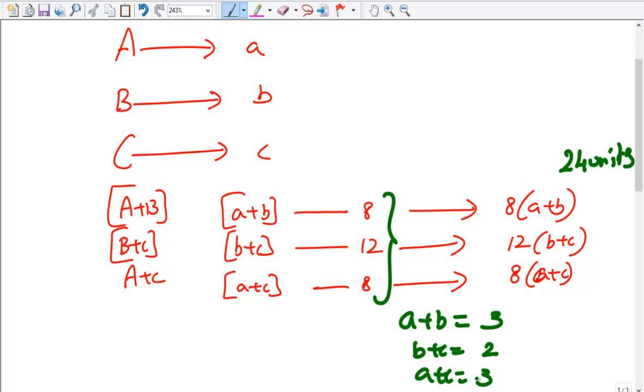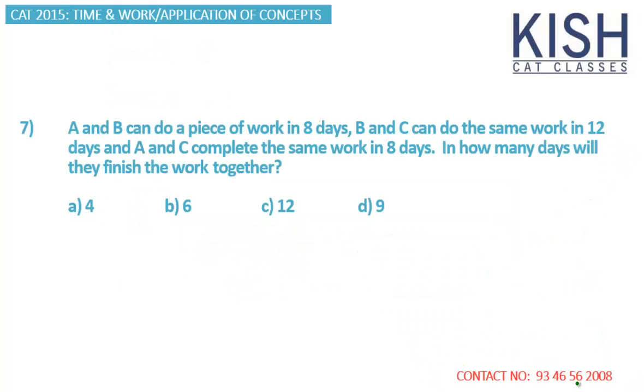So then we can easily solve. B plus C is 2. It means that the efficiency of B equals C. It means B capacity is 1 unit and C capacity is 1 unit. With this we can solve the question quite easily. You don't need to go up to this point. You can simply say that the efficiency of B equals the efficiency of C, and then we need to find the relationship between the efficiency of A and the other two. That's quite simple. In how many days will they finish the work together?